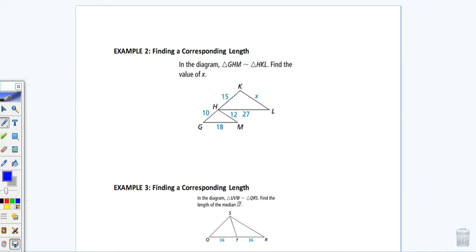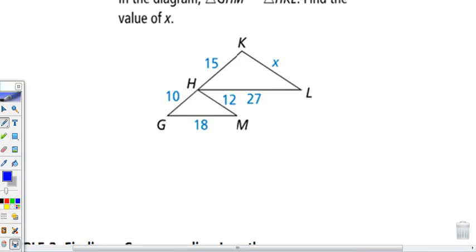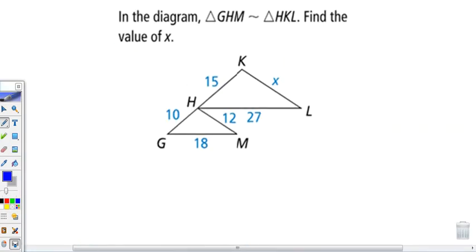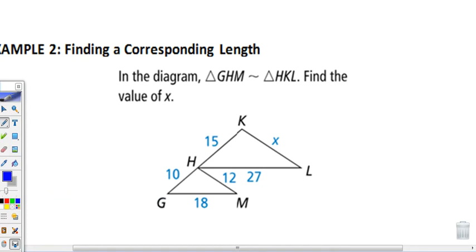All right, talk to me about this. It says finding a corresponding length. It says in a diagram, triangle GHM is similar to triangle HKL, okay, which means GH would have to correspond to what?